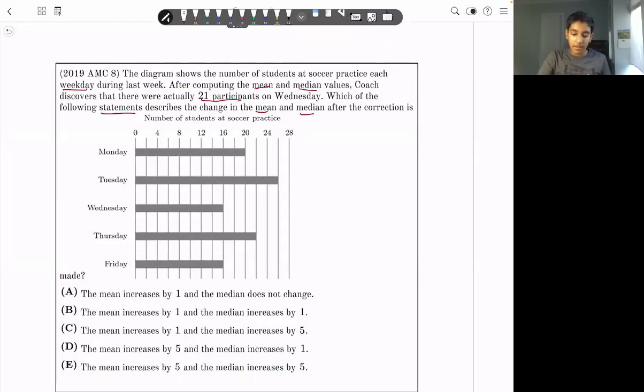So let's look at this piece by piece. Let's first find the change in the mean. So we see that originally it was at 16, but now we essentially make it 21, so right here.